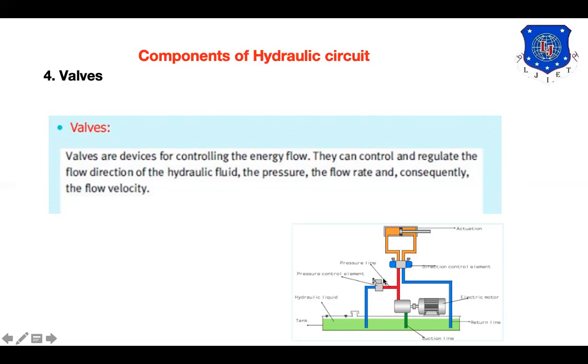Second, we can use the pressure control valve in order to have control over the different pressure conditions. Apart from that, we can also use the flow control valve, which can be placed in this particular zone, right? The function of the flow control valve is to control the velocity of the actuator, right? We can have control over this particular actuation. The velocity of this actuator can be controlled by using the flow control valve.